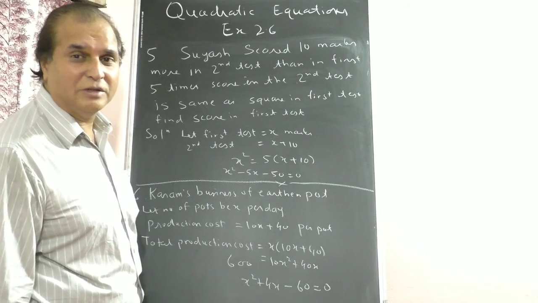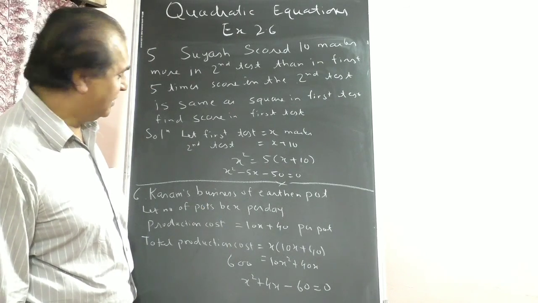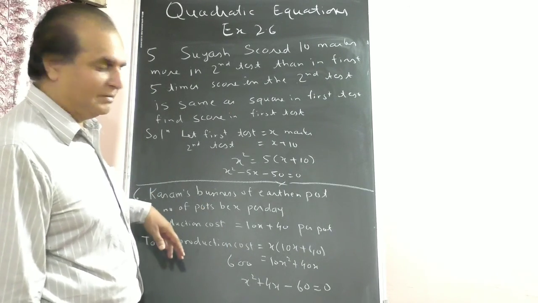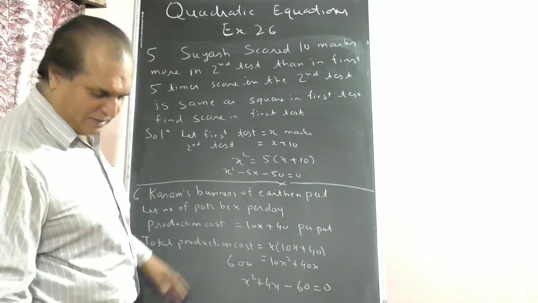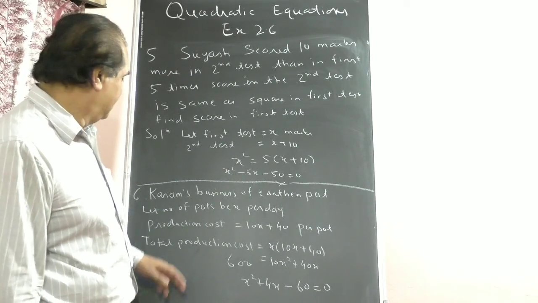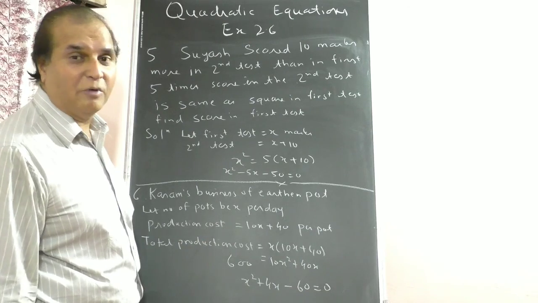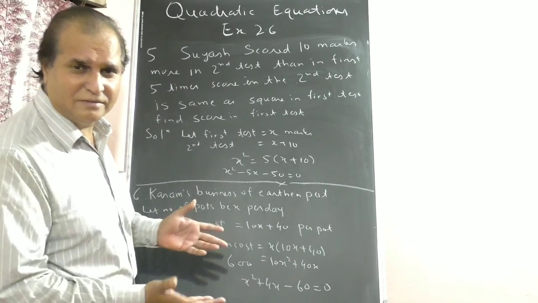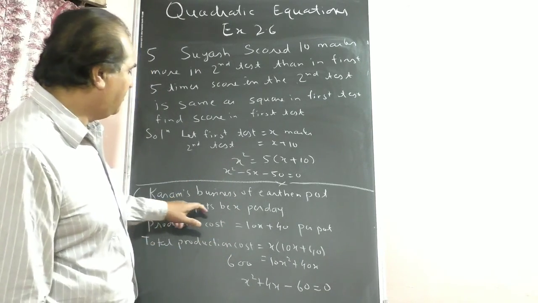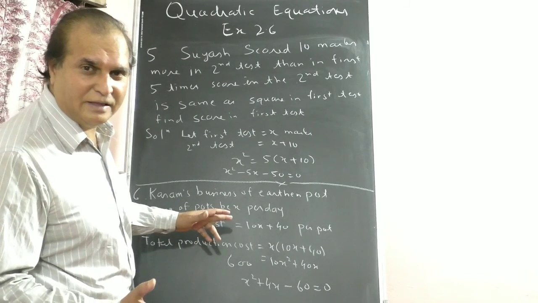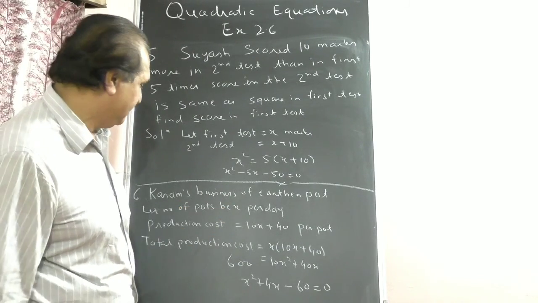So x is your positive answer, valid. Okay? Second sum, 6. I am just explaining the sum, you have to do it. Kasam's business of earthen pots, matka. Number of pots: let him produce x pots per day.